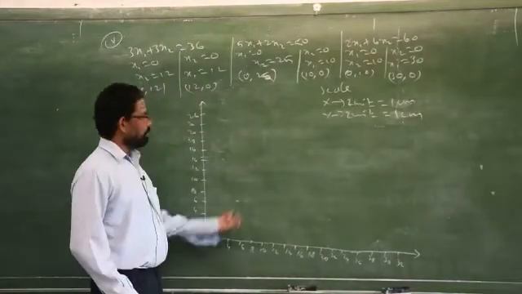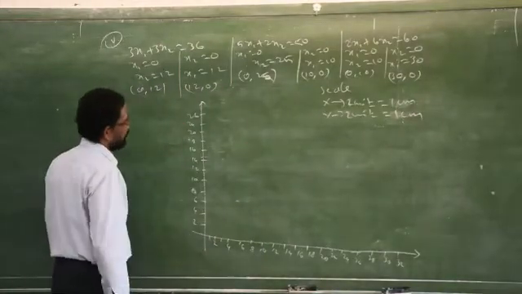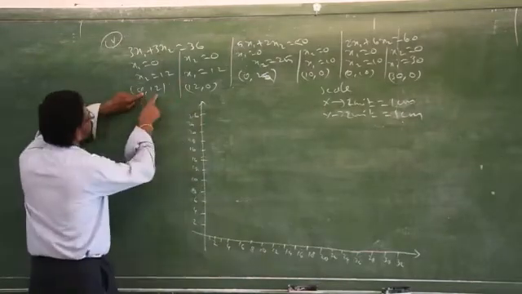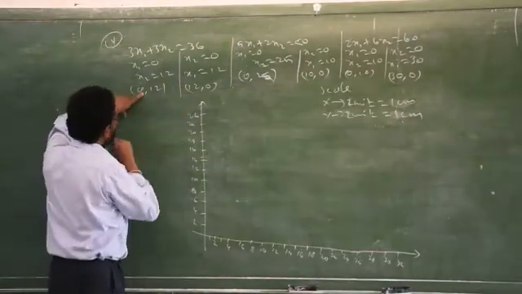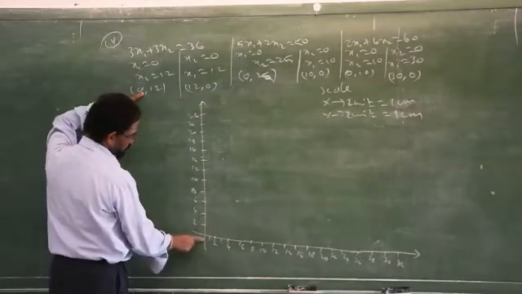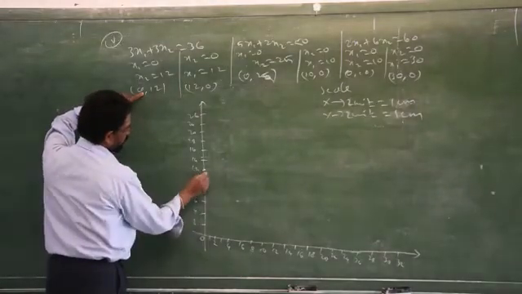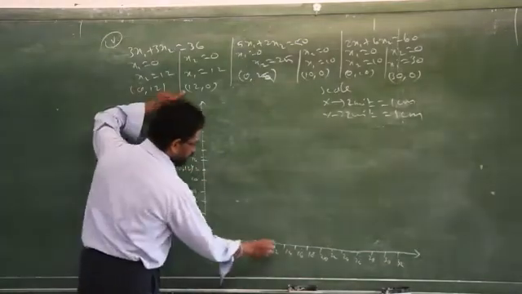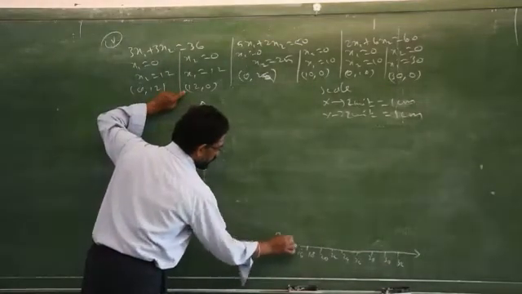So 1 centimeter equals 2 units, you can take. Now you have to plot the points 0, 12. Take the first equation: 0, 12. Where will 0, 12 come? This is 0. 0 to 12, so 0, 12. The next one, 12, 0. So this is 12, 0.